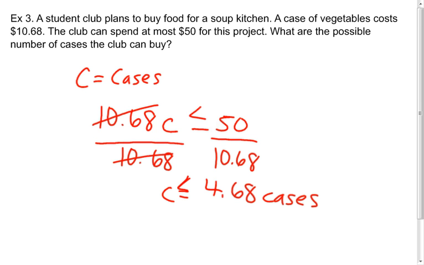The store isn't going to let me buy 0.68 of a case. So I need to figure out how this answer makes sense. I don't have enough money to round up to 5 cases, so I'm going to have to round down instead. Okay? So c has to be less than or equal to 4 cases. Again, 4.68. Normally the 6 would tell the 4 to round up to a 5, but if I round up, I don't have enough money to do that. I would be over my $50. So that's why I have to round down to 4 instead.